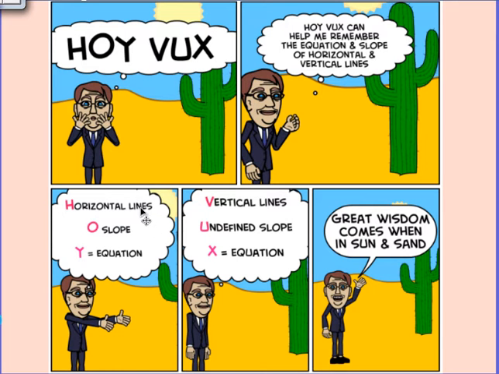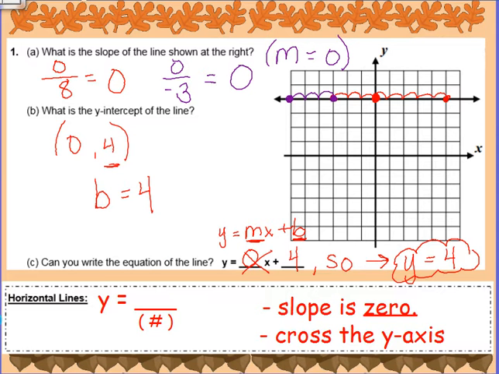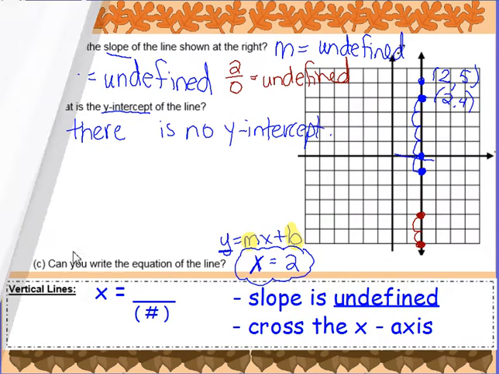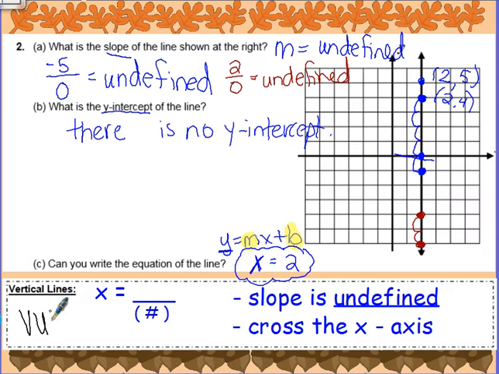A horizontal line has 0 slope, and it's y equals a number for your equation. That is why he says oi, or hoi. Then vux, V stands for vertical lines, U stands for undefined slope, and a vertical line will always have x equals some number for the equation. So try to remember these two words, oi and vux. It might be a good idea to also add these to your note box. So horizontal, we will think of oi. Vertical, let's remember the word vux. So oi and vux can tell us a whole lot.